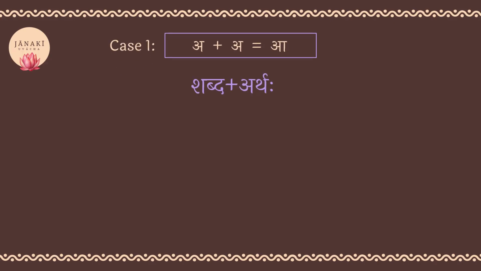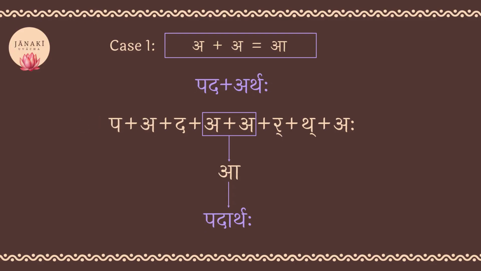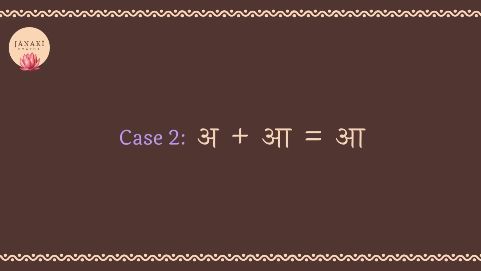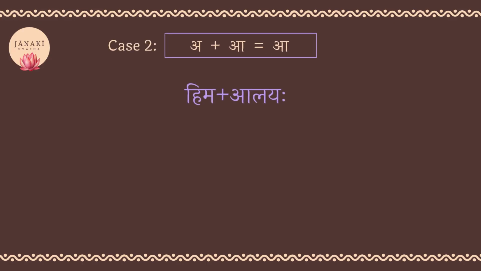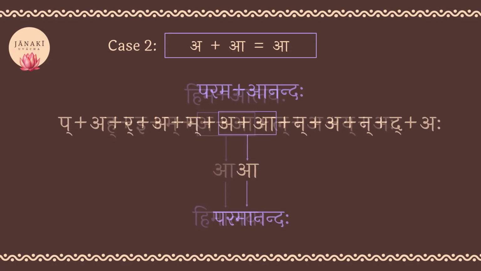For example, Shabda plus Arthaha gives Shabdarthaha. Similarly, Pada plus Arthaha gives Padarthaha. Case 2. In case 2, our first word ends with a, but our second word starts with a. When both of them join, they give a. As in, Hima plus Alayaha gives Himalayaha. Or, Parama plus Anandaha gives Paramanandaha.